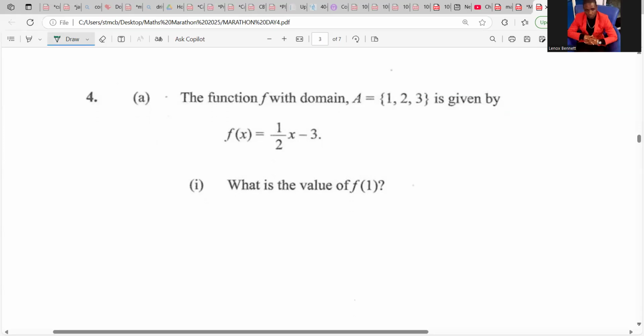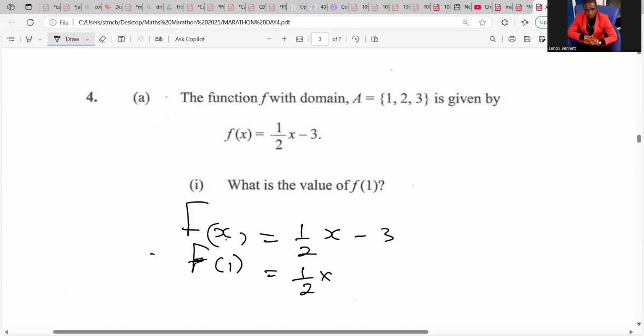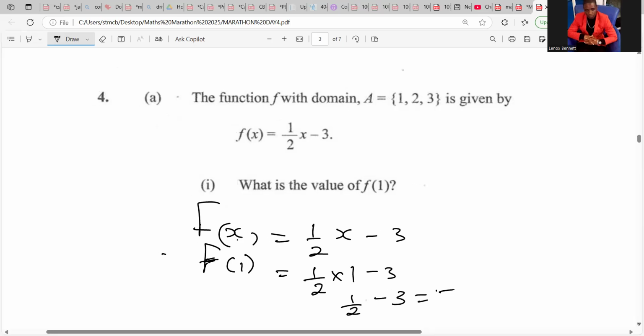Well, all we're doing is wherever we see x, we replace it. So we have half x minus 3. So we replace x with 1 in the formula: half multiplied by 1 minus 3. Anything times 1 is anything, so that's a half, which will go to negative 2.5. Or if you like, negative 2.5 wherever you're from.